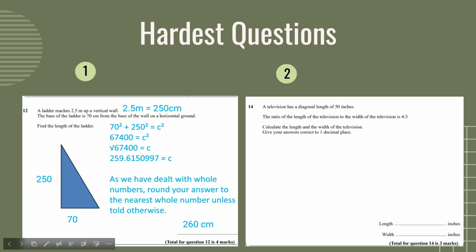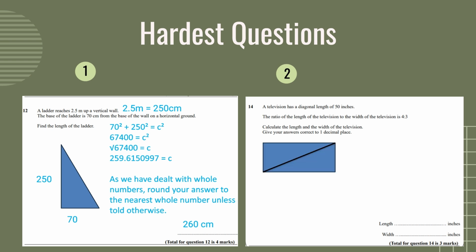In our second question, a television has a diagonal length of 50 inches. The ratio of the length of the television to the width of the television is 4:3. Calculate the length and the width of the television. Give your answer correct to one decimal place.